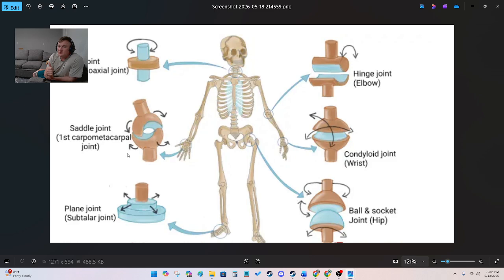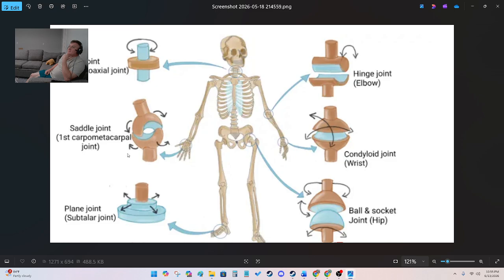A plane joint, I guess they're pointing at the ones in the ankle, which makes sense. Ball and socket. Now, ball and socket joints are what you're going to have at the hips and the shoulder, the glenoid cavity and complex here. That is the ball and socket. Hip is another ball and socket, and ball and socket joints are the most mobile joints that you have.